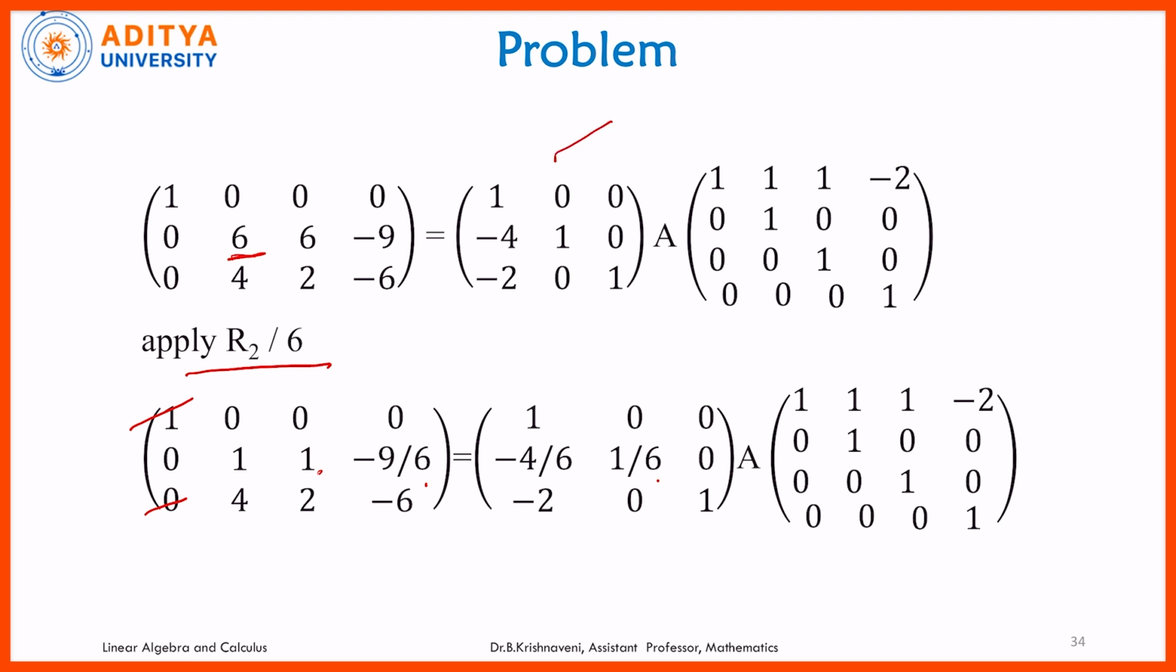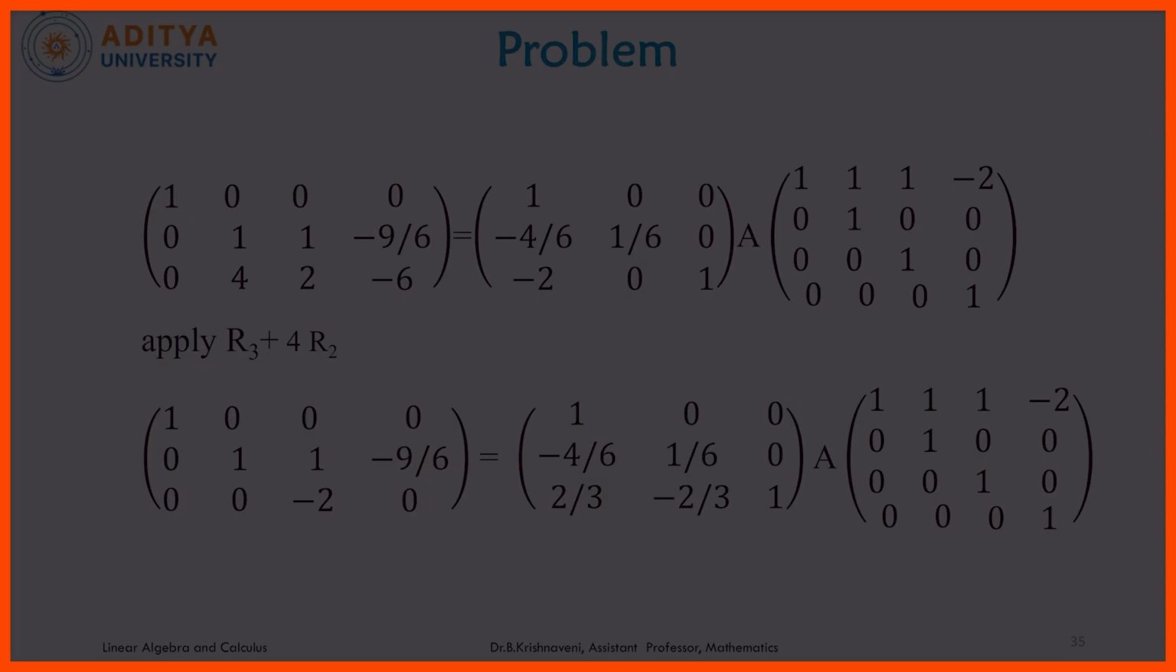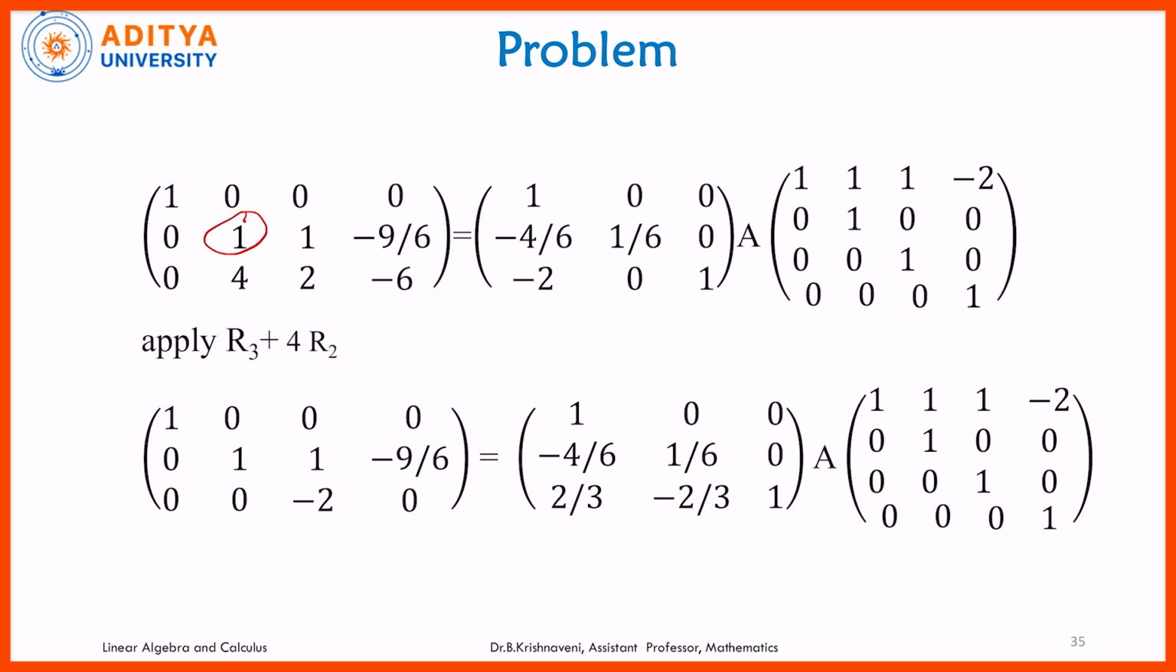Then the first row will remain the same, 1 0 0, and the second row divided by 6 becomes minus 4 by 6, 1 by 6, 0, and the third row will remain the same, minus 2 0 1. And what about the remaining? Will remain the same, because we applied a row operation.